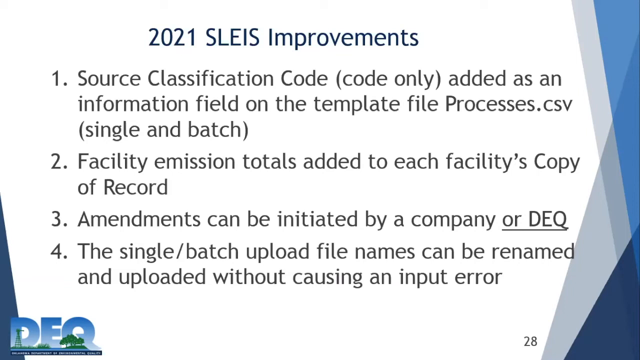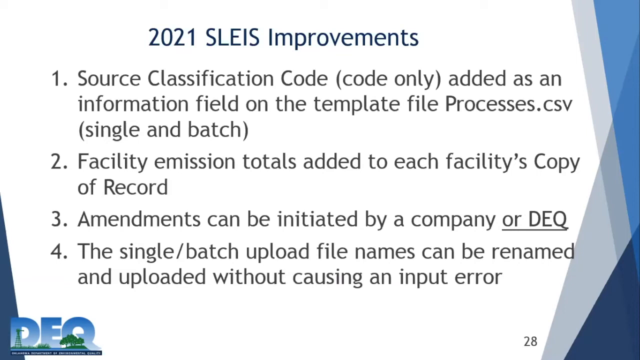The first one is the source classification code. That's the code at the process, describing what process you have. We added the SCC as an information field to the template file, processes.csv, and I'll go over these in a little more detail on the subsequent slides.